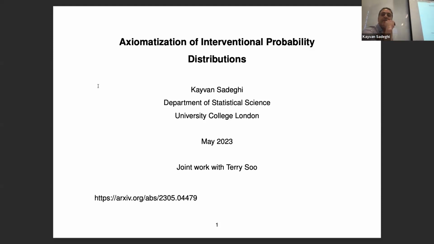So today, I've been working on this problem for the past 2 years. It took much longer than I thought, and we just very recently submitted it. It's on arXiv now. You can see the link here. It's a joint work with Terry Su, who is also at University College London. So it's about interventional distributions.